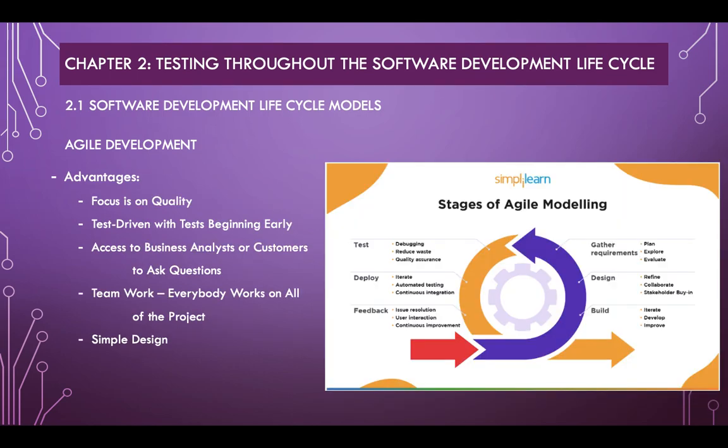Some advantages of the agile development cycle include the following. 1, it has a focus on quality. 2, it is test-driven with tests beginning early. 3, it provides access to business analysts or customers to ask questions. 4, it emphasizes teamwork where everybody works on the project. And 5, it has a simple design. Note, I work in an agile environment and the emphasis on teamwork is real. It's not just a generic buzzword for a business.